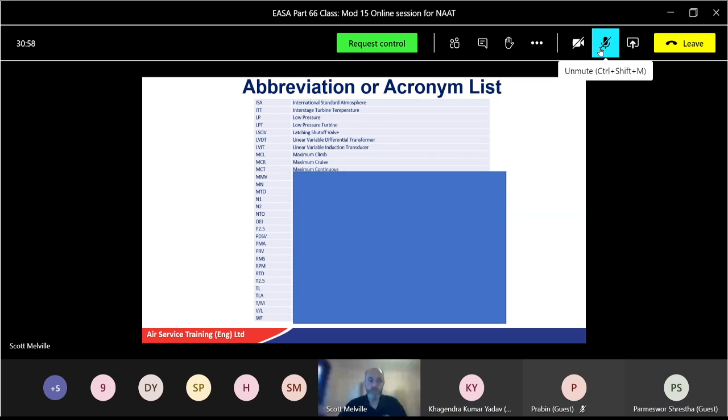MMV. Main metering valve. And MN. Mach number. Speed. Yeah. Mach number, N for speed, so it's a nice one to remember there. MTO. Maximum takeoff. N1. Fan speed. Yeah, which would be LP speed, or fan speed.